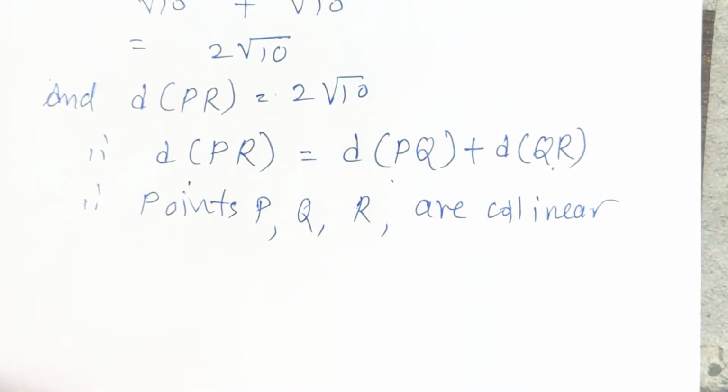So this way you have to decide whether the points are collinear or not. Here the main thing is that you have to use the distance formula, and you should know the meaning of collinear points. So use the distance formula for every segment or every 2 points, and then finally you decide whether they are collinear or not.